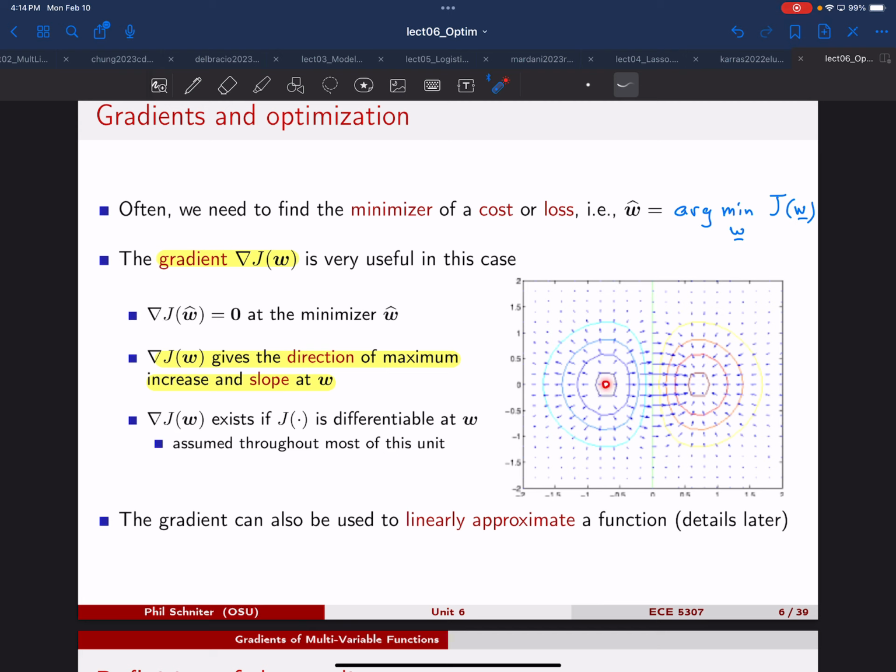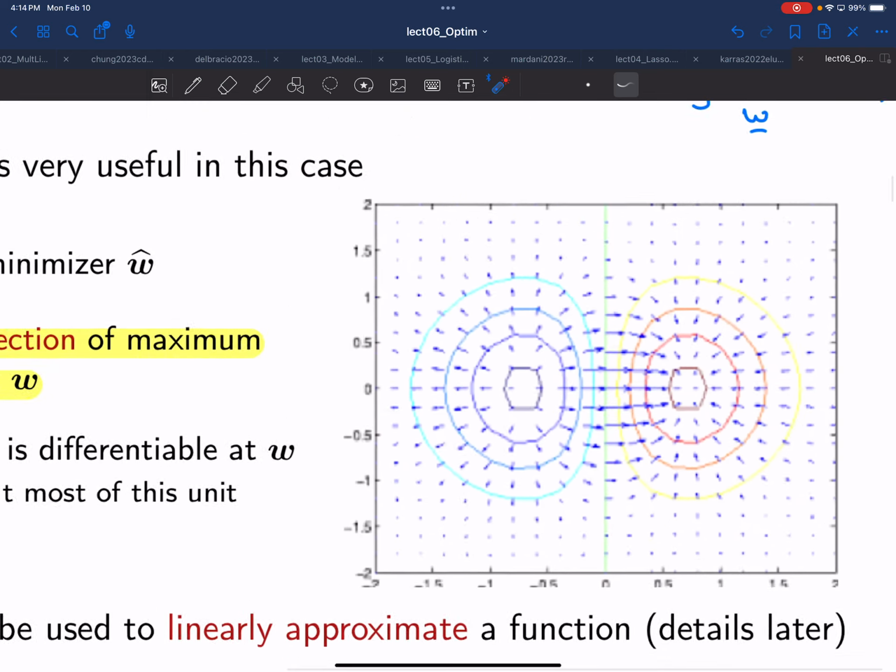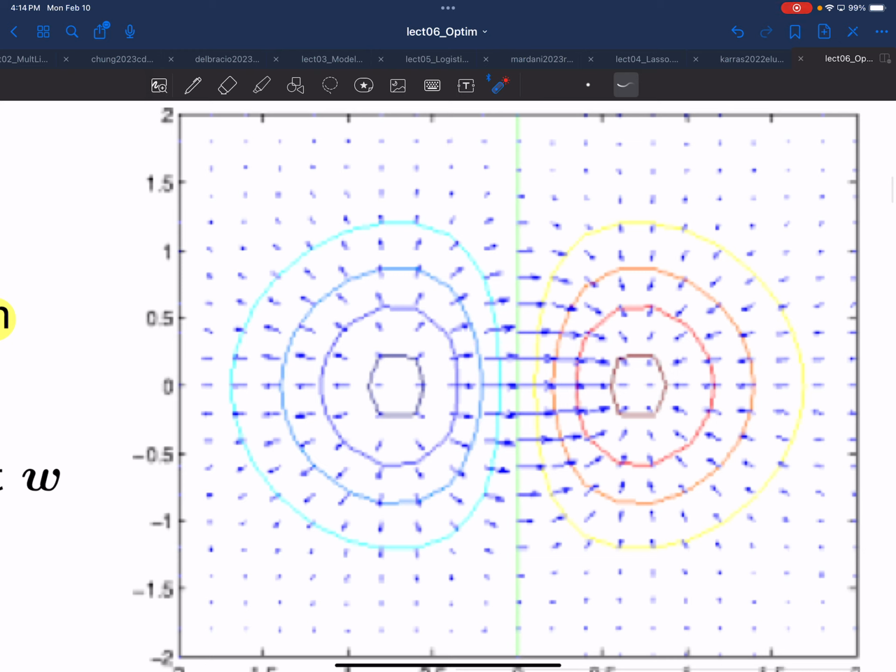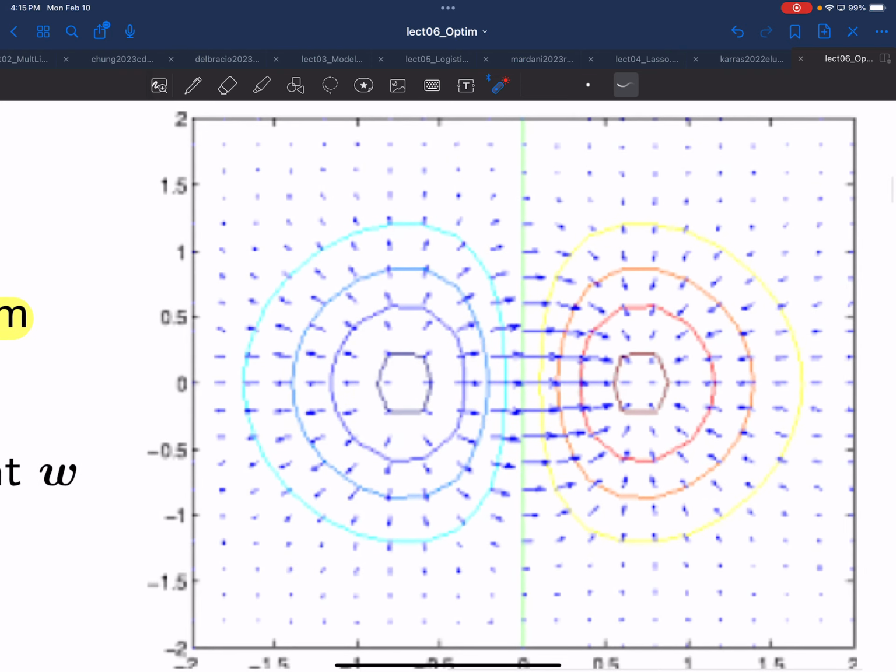Here is the maximum in this little toy example. This is the minimum. And these are the equal cost contours. And those little blue arrows show you the direction of the gradient as well as the norm of the gradient. That is, the longer the arrow, the larger the norm of the gradient. So in other words, the steeper the cost function at that point.